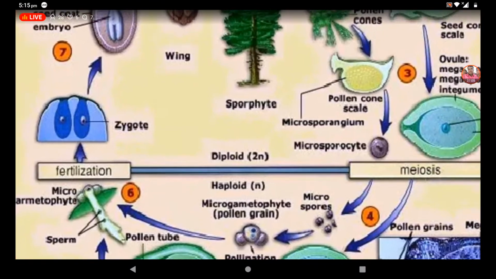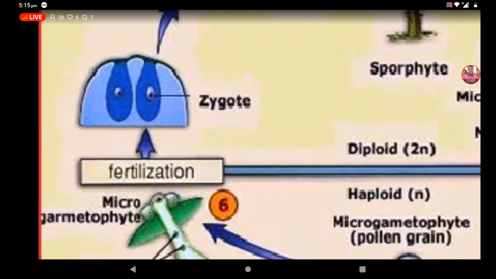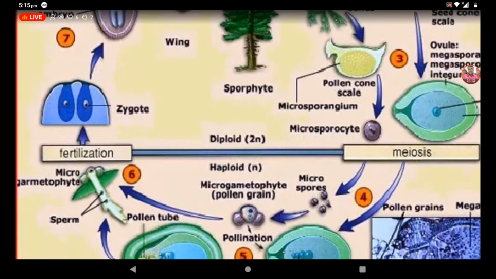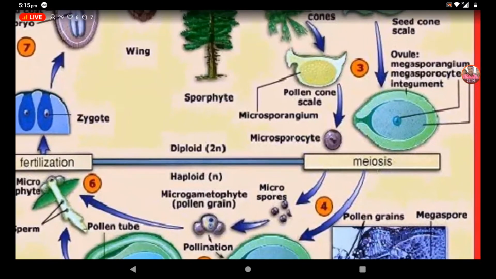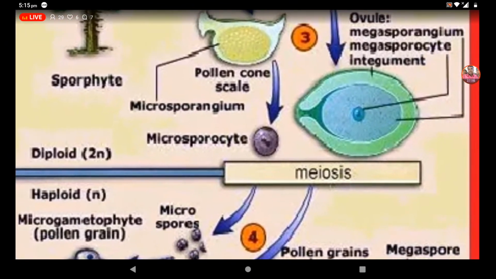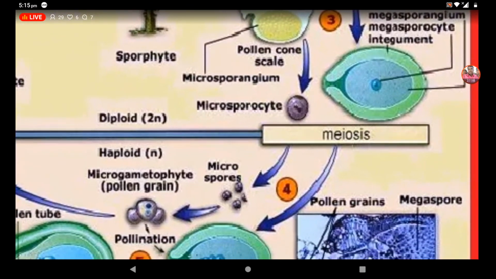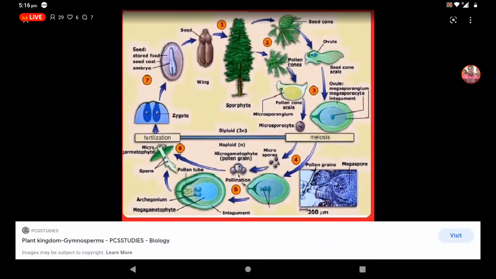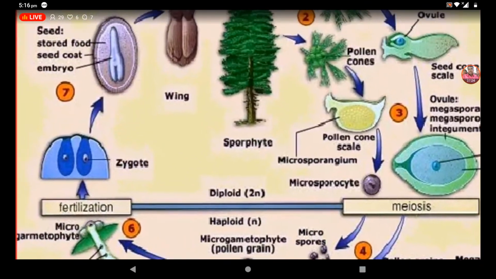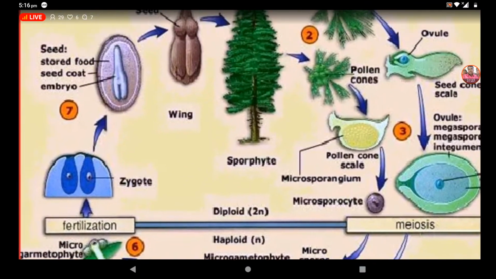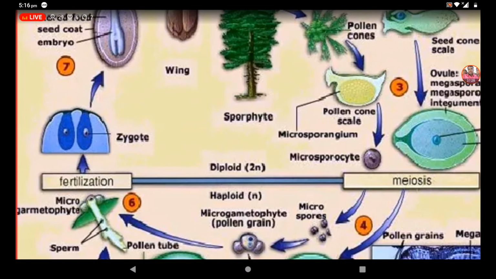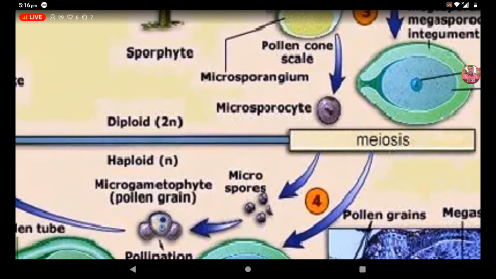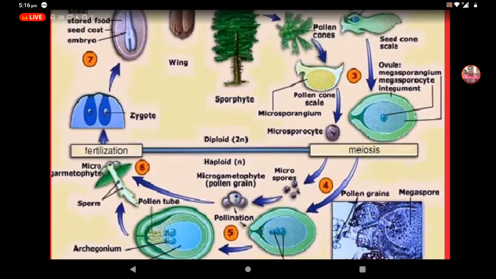The sporophyte is formed due to fertilization. Here it is mentioned, fertilization. See, one line is there exactly. Due to fertilization, the sporophyte is formed. If you take the right side, due to meiotic division, that means reductional division, the gametophyte is going to form. So these two are given very clearly in this diagram. The formation of the sporophyte is only due to fertilization, and the formation of the gametophyte is due to reductional division. Okay.